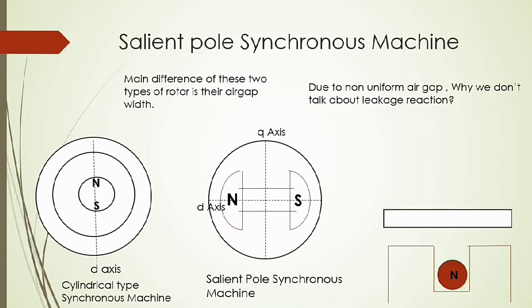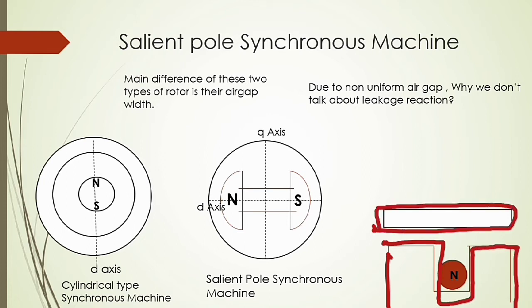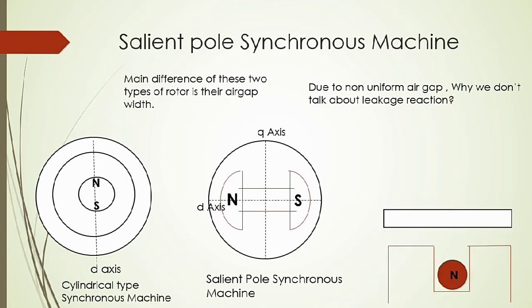Here you see this one is the stator and this one is the rotor. I cut the stator, so it looks like this. Here you see there is a conductor. What happens first: because it is a north pole, the flux goes from the north pole to the rotor, and this one is the air gap. So whether the air gap is uniform or non-uniform, it doesn't matter in the case of the leakage reactance.